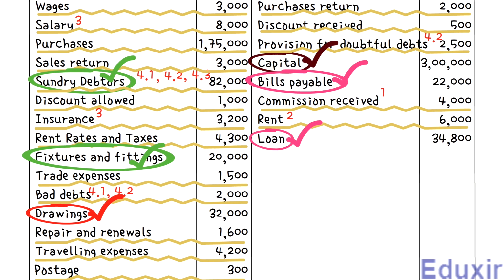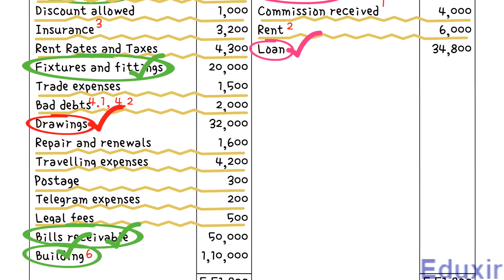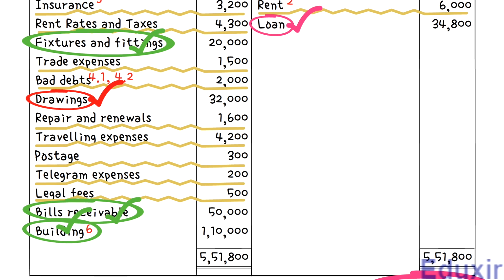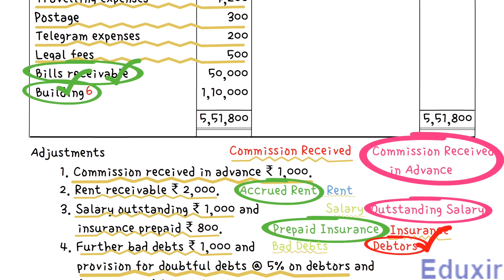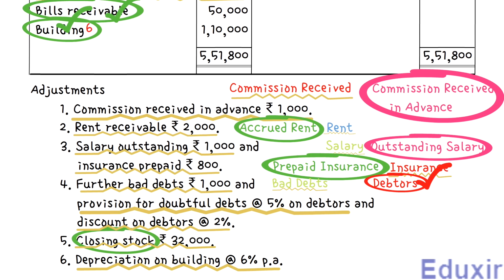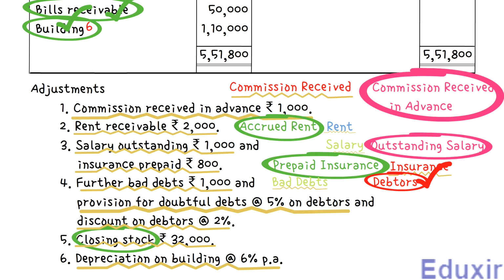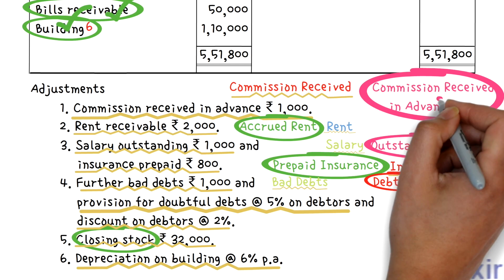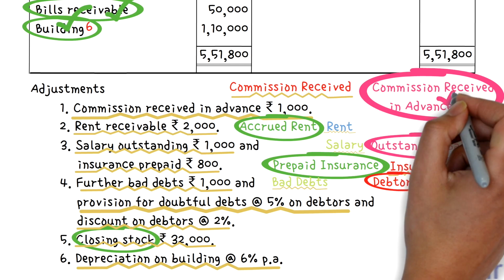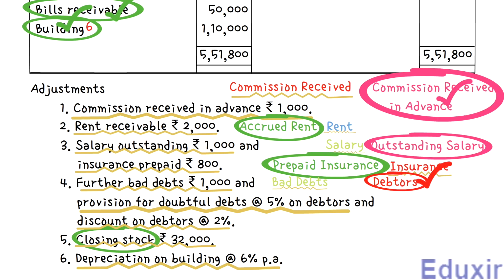As you can see, there are no more entries in the trial balance that are required to be posted into the balance sheet. So let's consider the adjustment related entries that should be posted into the balance sheet. As you can see, the adjustment entry that should be posted into the balance sheet is that of commission received in advance, and the corresponding amount is 1,000 rupees. As we have already discussed, the commission received in advance is a liability for the business.